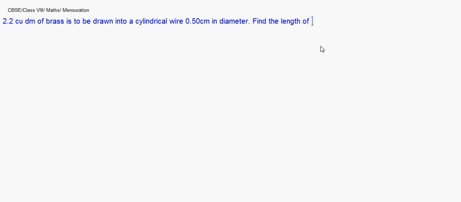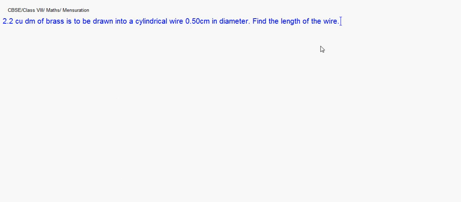2.2 cubic decimeter of brass is to be drawn into a cylindrical wire that is of 0.50 centimeter in diameter. Find the length of the wire.